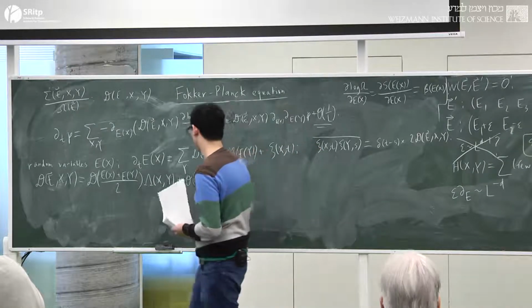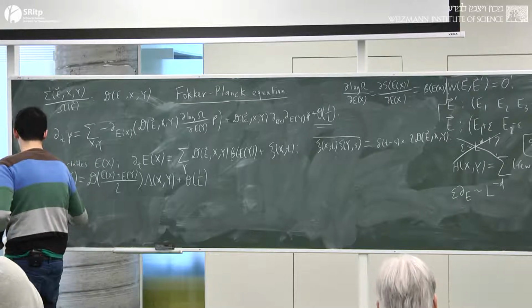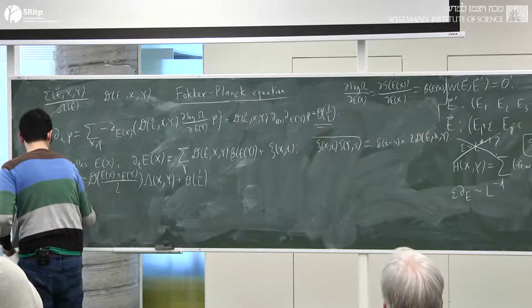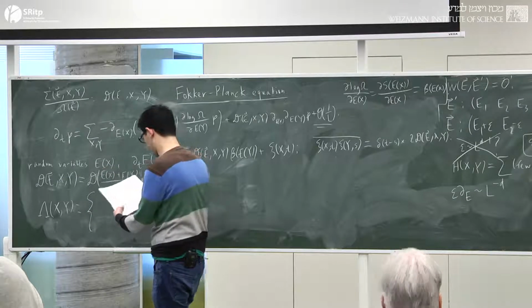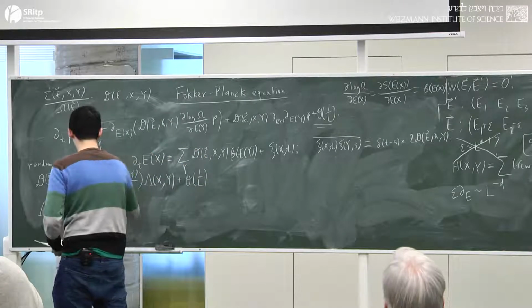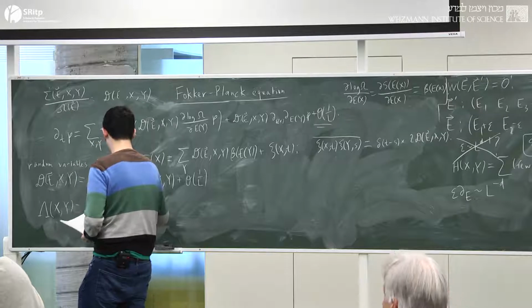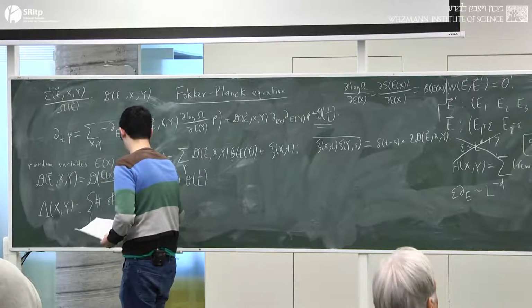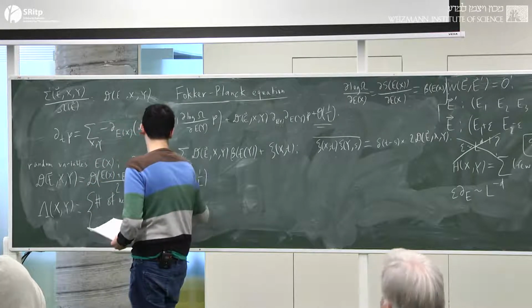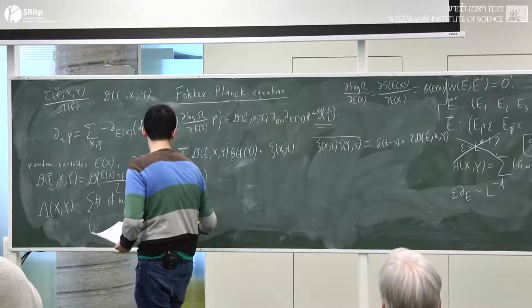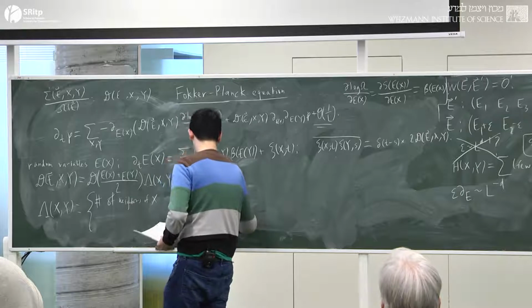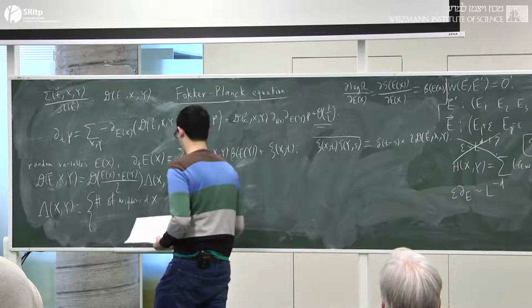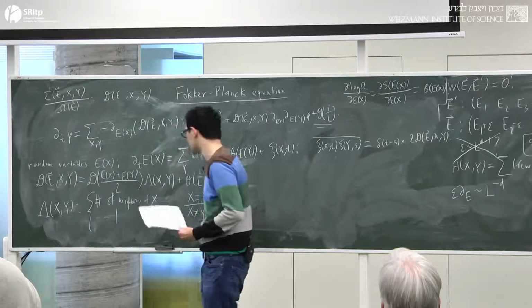This lambda of x and y essentially corresponds to the following matrix. It's essentially a discretized Laplacian, as we'll show momentarily, but it's going to be equal to the number of neighbors of x if x equals y. If x is not equal to y, but x and y are adjacent, you get -1. Okay.